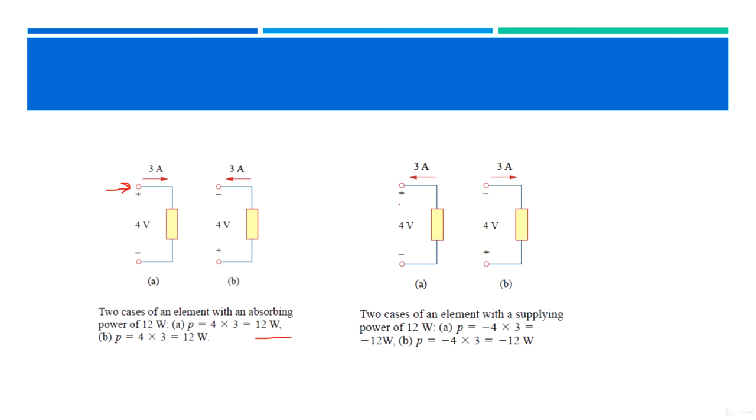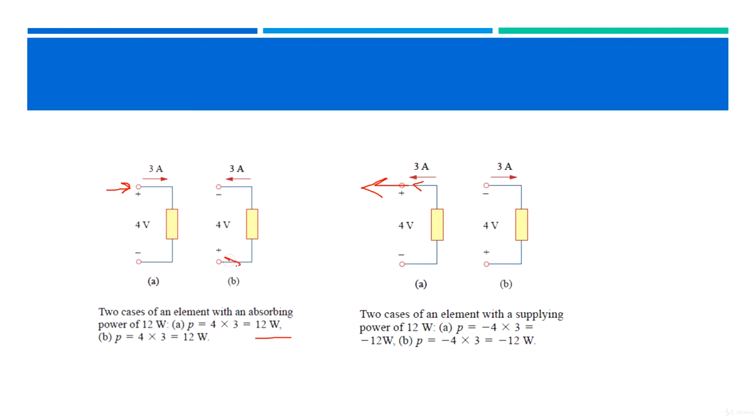For this one, it is 4 volt, but the current is going out of the positive terminal. So it is supplying power. So in this case, we say negative 4 multiplied by 3. This one, this one, this one, and this one are similar to each other. Here, instead of putting the positive here, we put the positive here.